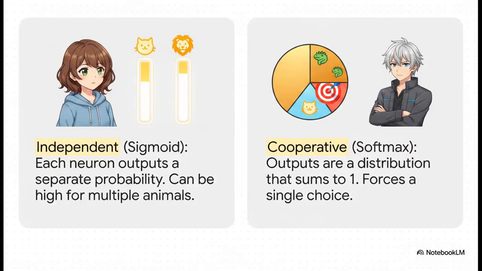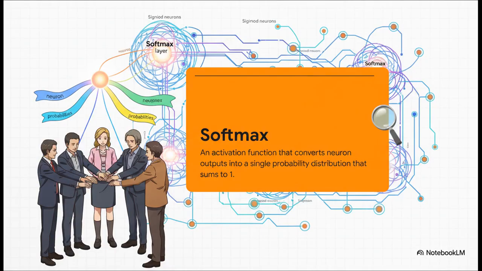This shows the problem perfectly. On the left, with our independent neurons, you could feed it a picture of a lion, and the cat neuron might scream 90% sure it's a cat, and the lion neuron says 85% sure it's a lion. That's confusing. What we actually want is the behavior on the right, where they're forced to work together and spread their confidence out. The total probability has to add up to 100%, which forces a much clearer single choice. And the magic tool that does this is a different kind of activation function called softmax. So think of it like this.